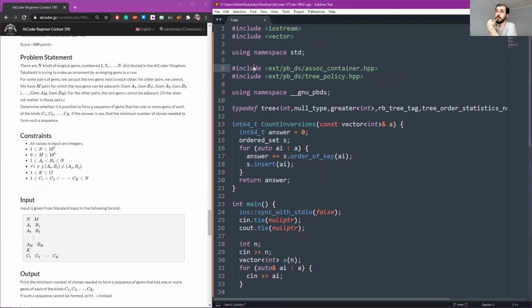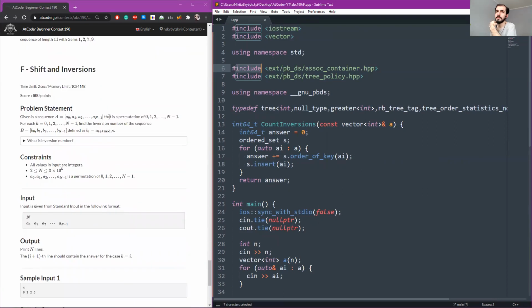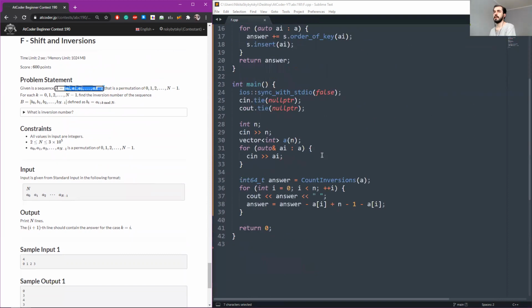But anyways, for problem F, we wanted to count inversions in every cyclic shift of a given permutation. So suppose that you know how to count the number of inversions in a given permutation. Then you have to be accurate. What happens when you shift by one? In this notation, you take the first element out of the permutation and put it at the very end of the permutation.